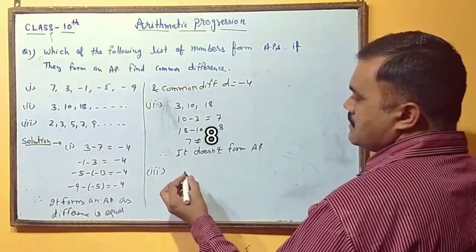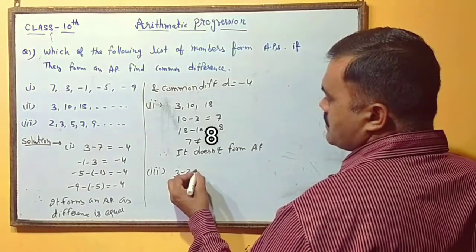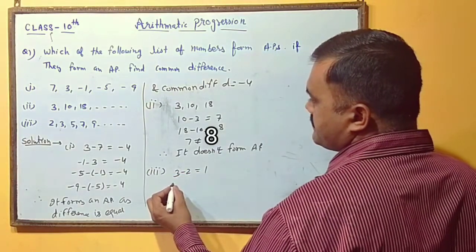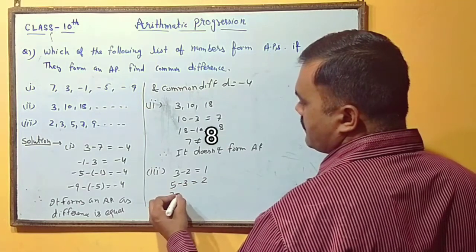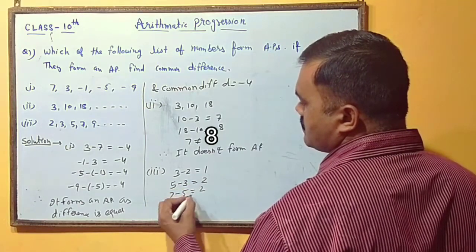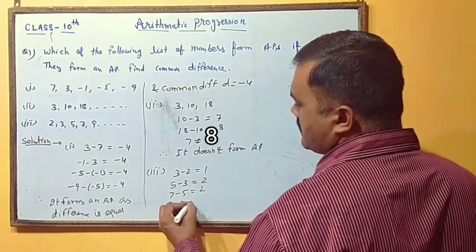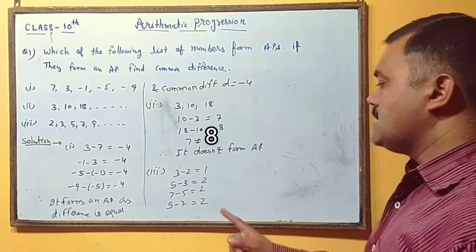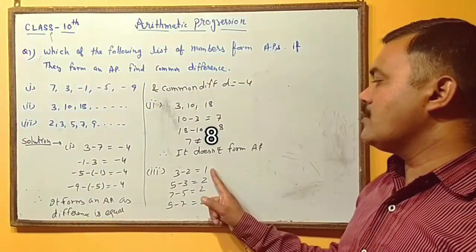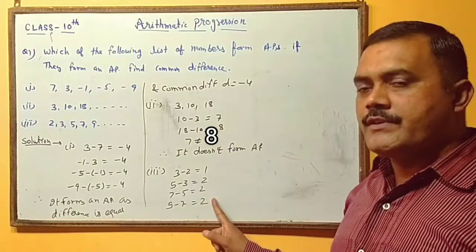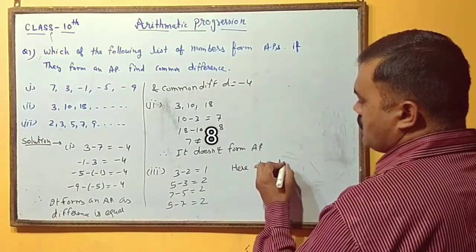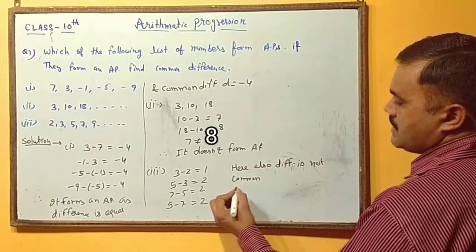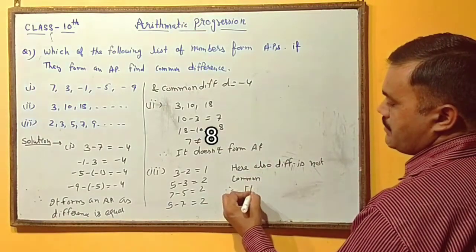Third part, let us check this also. 3 minus 2 equals 1. 5 minus 3 equals 2. 7 minus 5 equals 2. 9 minus 7 equals 2. So you can see the differences are 2 here, but here we got only 1. Therefore the difference is not common. Therefore it doesn't form an AP.